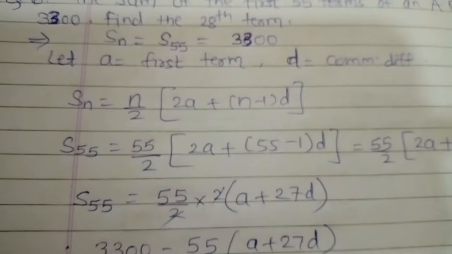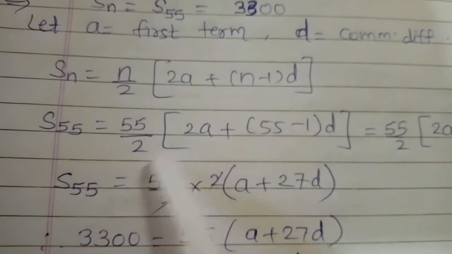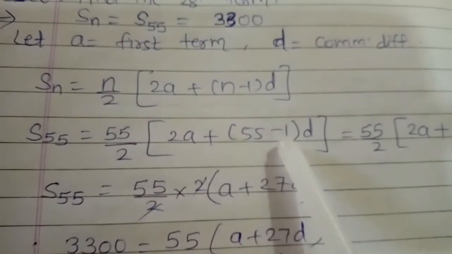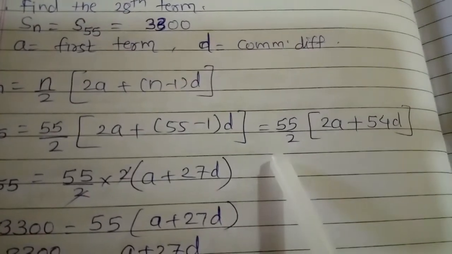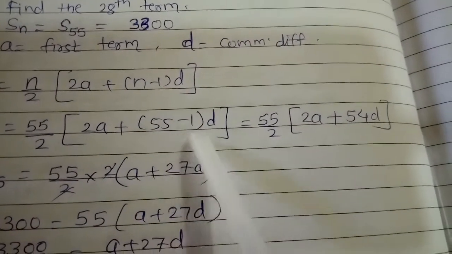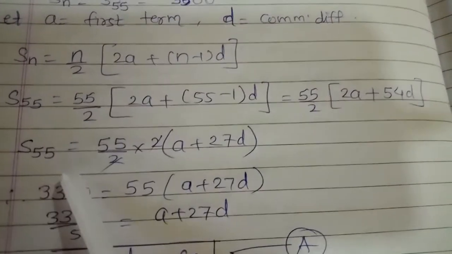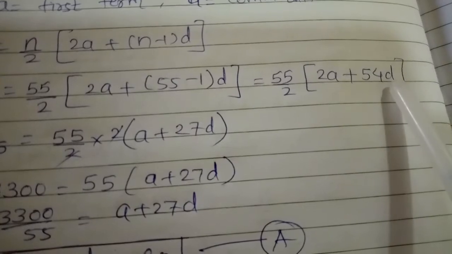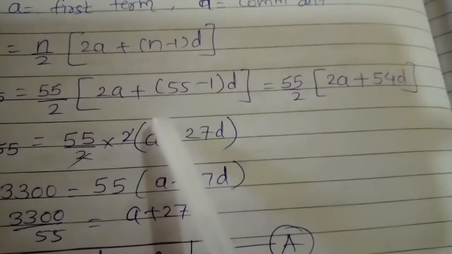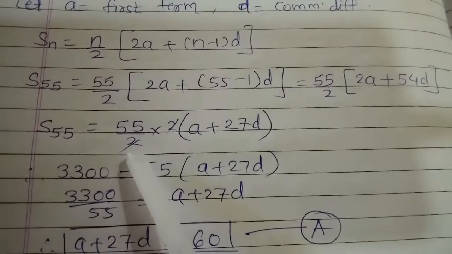Now we have to just put down the value here since we are given the sum of 55 terms. So S55 is equal to 55 by 2, 2a plus (55 minus 1) into d. So we get here 55 by 2, 2a, the subtraction is 54d. So S55 is equal to 55 by 2 into, from this bracket we take 2 as a common, so 2 into bracket a plus 27d. So this 2 will cancel with this 2.